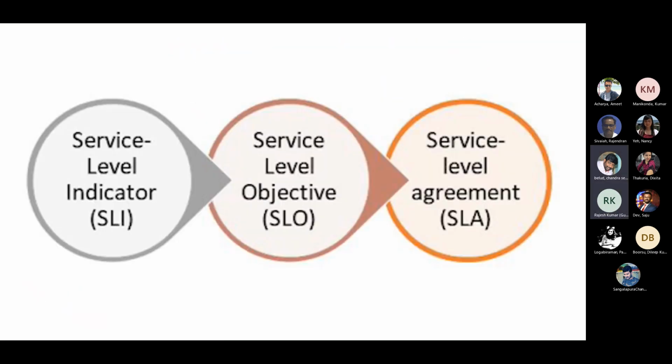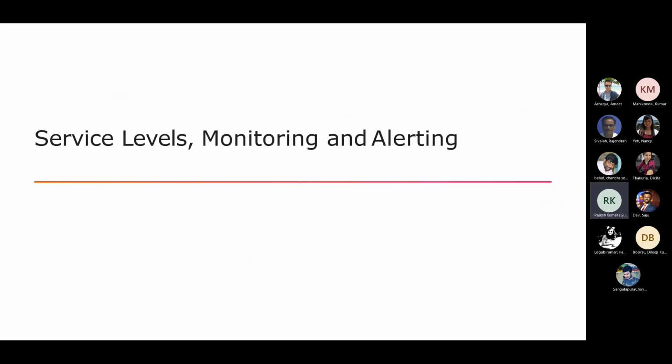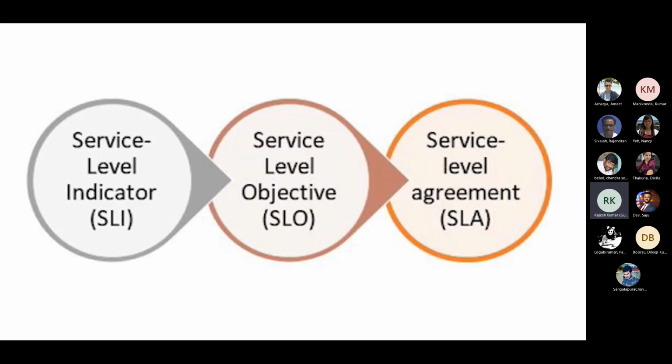Okay, so now we'll discuss the service level. A little bit we have discussed, but we'll also discuss service level monitoring and alerting. So service level indicator, SLI, service level objective, SLO, and service level agreement, SLA. Remember that if you want to implement SRE, first thing, eliminate the toil. I gave you a little bit of an idea about how to eliminate the toil. First, what is toil? How to identify it, how to measure it, how to prioritize it.